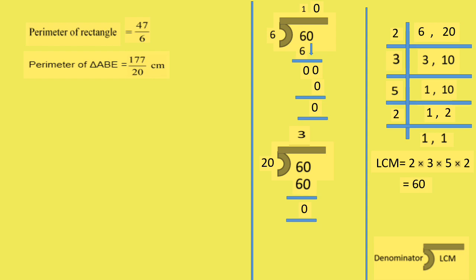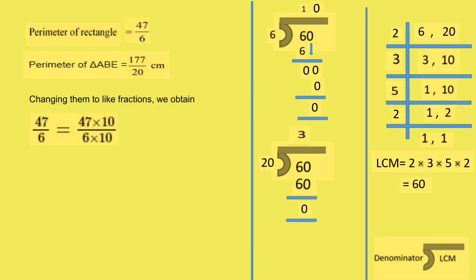Now I am going to multiply the quotient with the given fraction like this. So 47 by 6 is equal to 47 by 6 into 10 by 10 is equal to 470 by 60. Next, for the triangle, 177 by 20. So I am going to multiply 3 with the numerator and denominator of the perimeter. So I got 531 by 60.